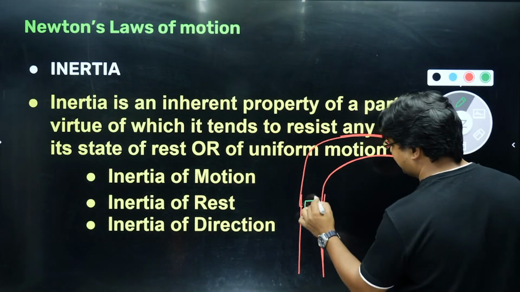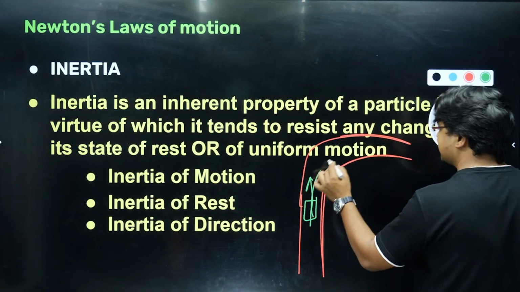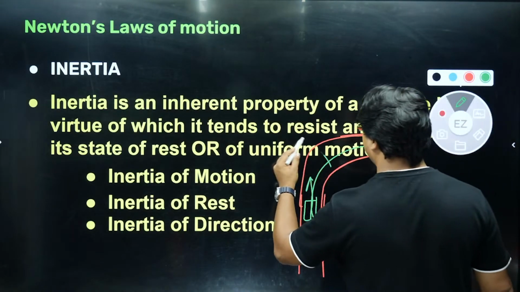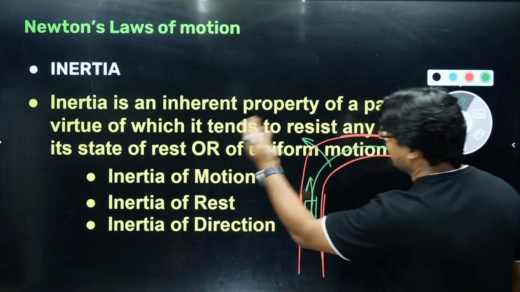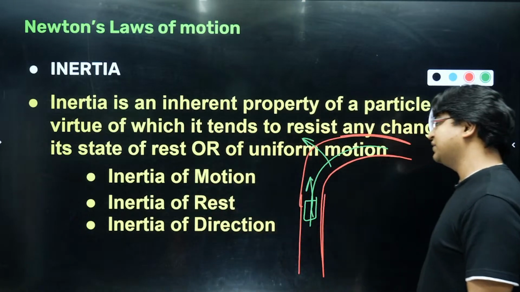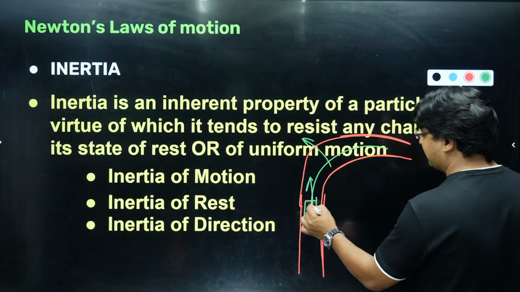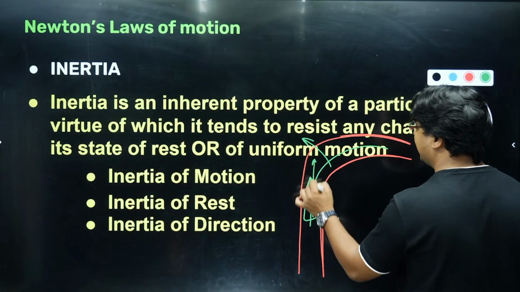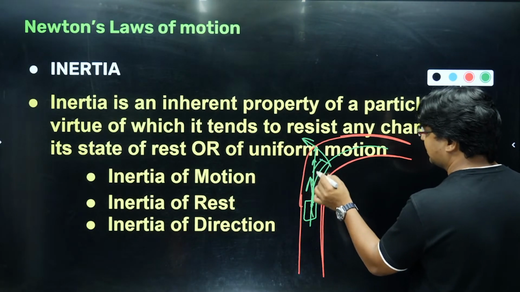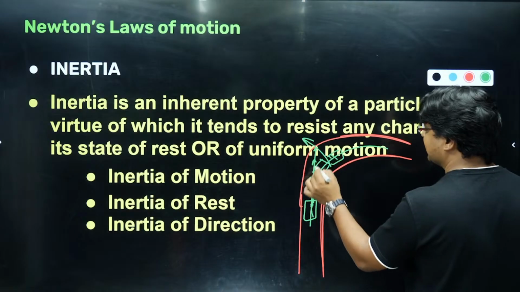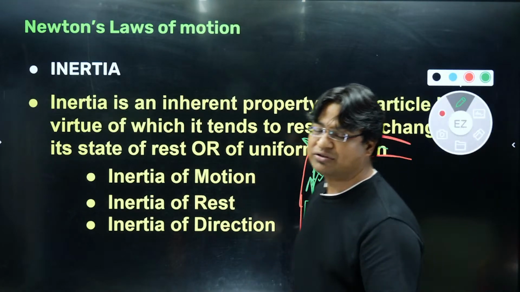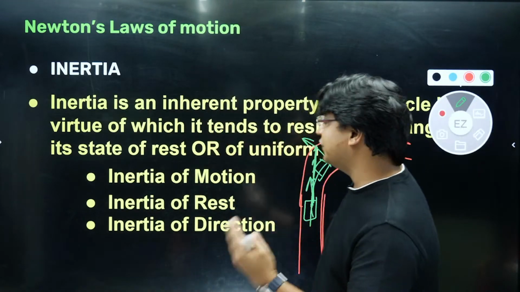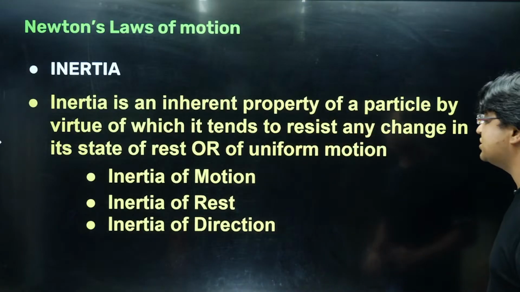Okay, now suppose the bus is going in this direction, and as the bus makes this turn, we tend to fall outward. We feel as if we will fall towards the outer edge of the turn. The reality is that our body tries to maintain the direction. The bus has turned already, but our body tries to maintain the direction of motion, and therefore we feel as if we are falling outwards. Okay, so this is about inertia.